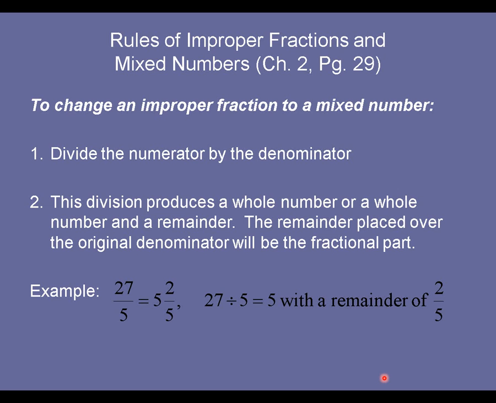Similarly, we can change the improper fraction to a mixed number. This is the reverse way. So if you have an improper fraction, meaning where your numerator is greater than the denominator, like here, the numerator is 27, right? And then the denominator is 5. What you need to do is, for example, you need to divide it just like a third grader.